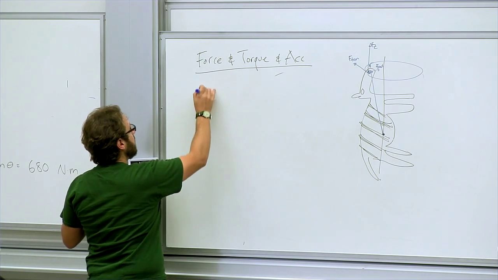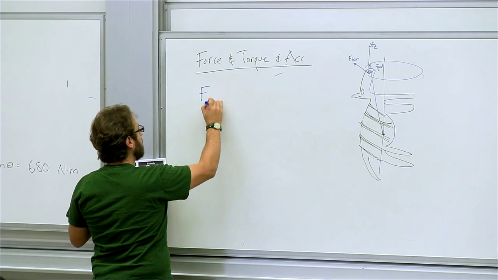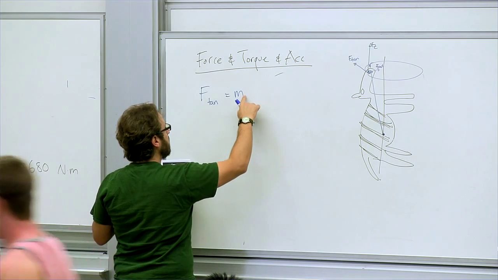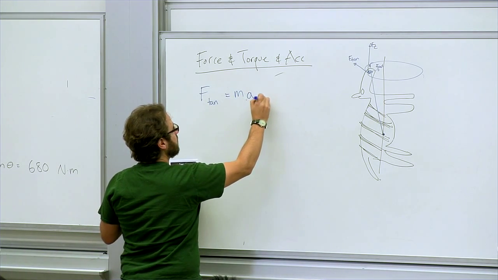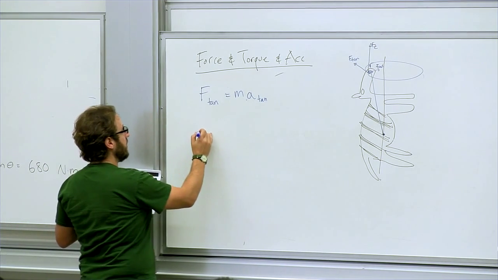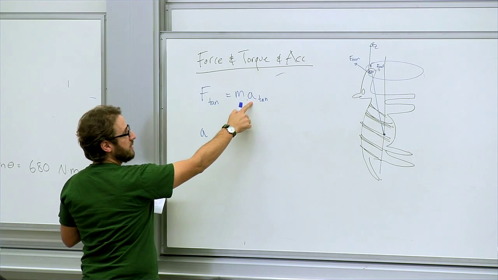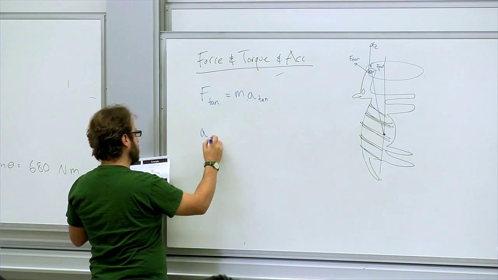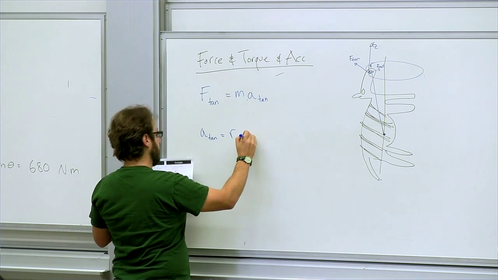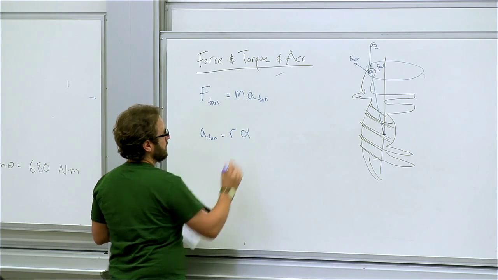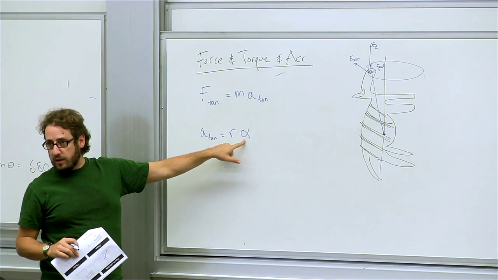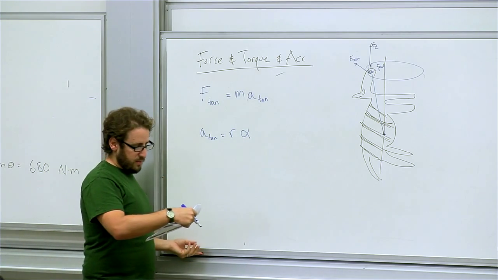Okay? And we know something about the relationship between force and acceleration, so we can write down what we know. And we know something about linear acceleration. This is the linear acceleration of the nose, and rotational acceleration is related by the radius. So now we have a relationship between the force that's been applied and the angular acceleration of the zebra's nose.